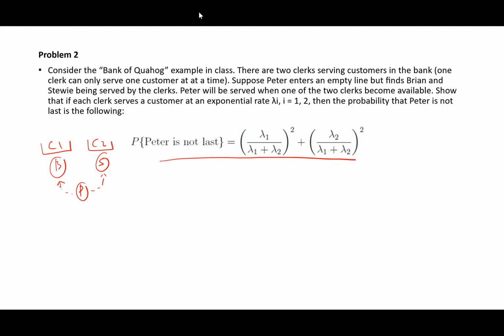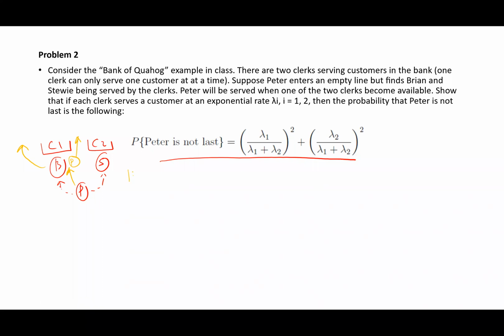Let's think about how we're going to approach this problem. You can visualize 2 cases in which Peter won't be the last person to leave the bank. The first scenario is, say Brian is the first one to leave, and then Peter ends up going to clerk 1 where Brian was. Then once Peter gets to clerk 1, Peter finishes prior to Stewie. That would be the first case. I'm going to solve that scenario first, and then I'll solve the other scenario.